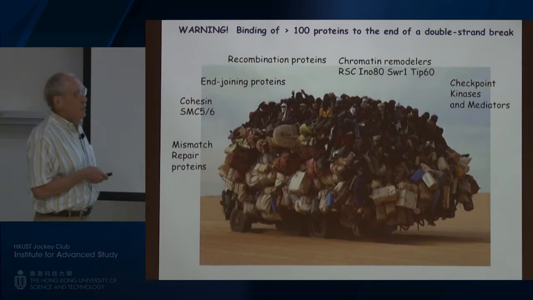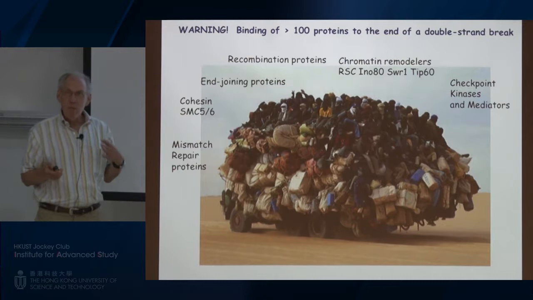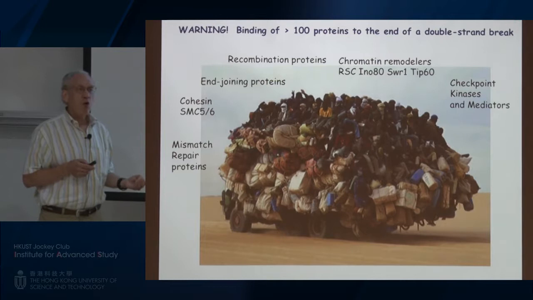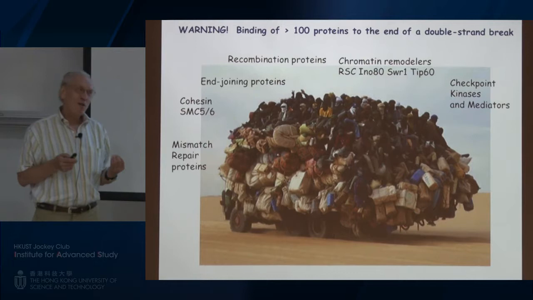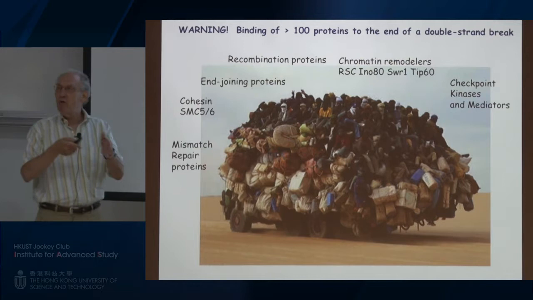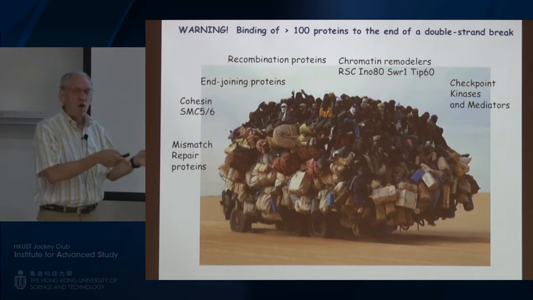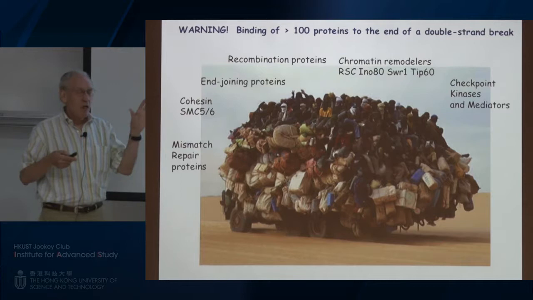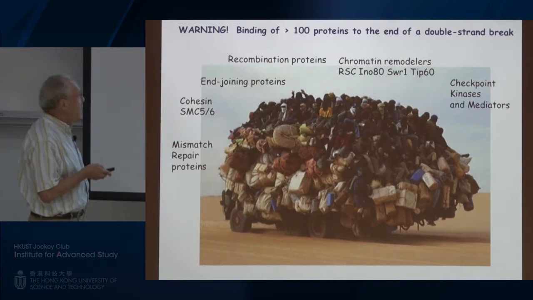Okay, here's a warning. This technique has been widely used, not simply by my lab, as you can imagine. And it turns out literally 100 proteins have been identified as binding to the end of the double-strand break. They're not all there at the same time. So another problem that we're still trying to deal with is the choreography. Which proteins get there first? What do they do? What ones are necessary for other ones to arrive? How is this all sorted out? And you know, who is the traffic cop, which is directing this traffic? But it is an amazingly powerful technique.